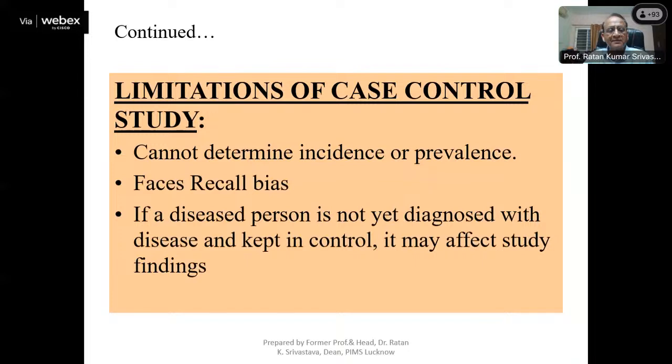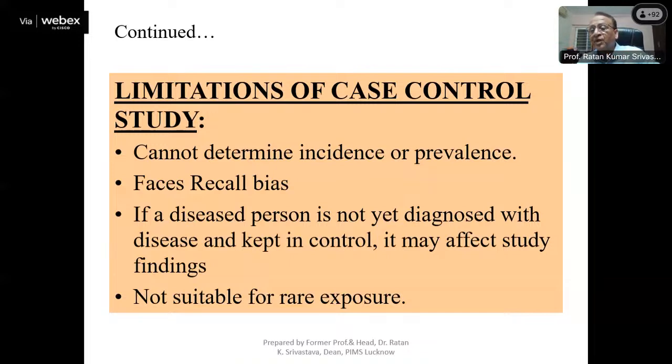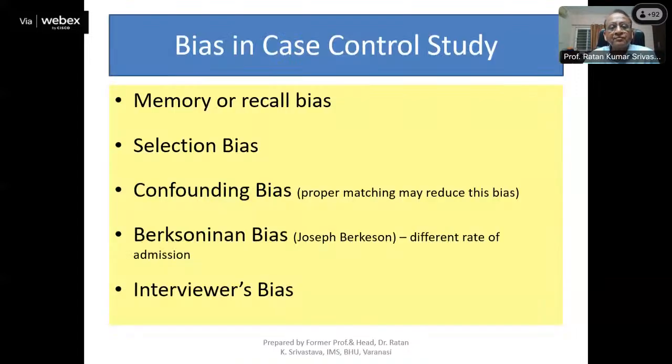It faces recall bias. If a diseased person is not yet diagnosed with disease and is kept in control, it may affect the study findings. That is one bias that can occur. It is not suitable for rare exposure. For rare exposure, we can do a cohort study. I gave you the example of asbestos: rare exposure, you go to a factory where asbestos is used, so you can do a cohort study. For rare disease, you cannot do a cohort study, but you can do a case control study.